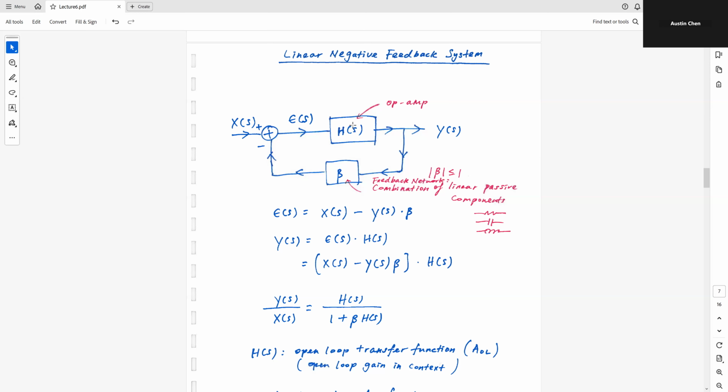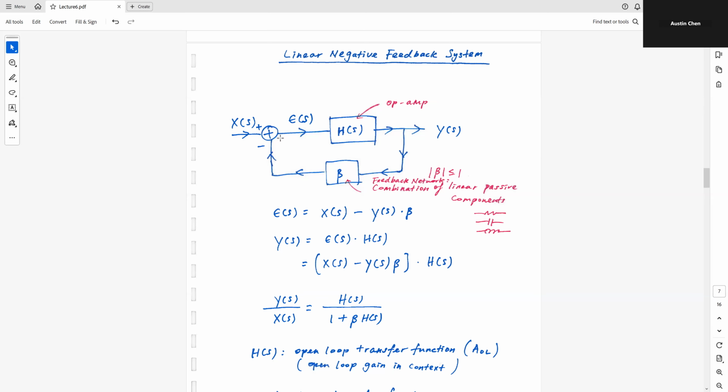I'm going to use this H to denote my op-amp, and it will hopefully be more obvious later on why this block can be replaced by an op-amp. And then I also have the so-called feedback network. The assumption here is that this feedback network only contains linear passive components such as your R, L, and C circuits. There is no active component such as a transistor in here. Only passive components, R, L, and C.